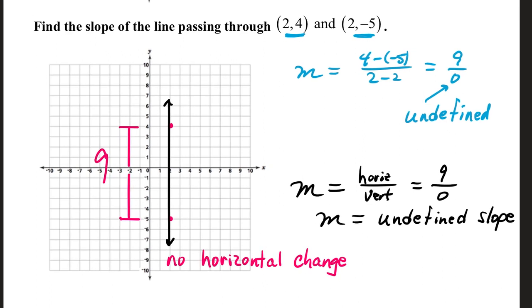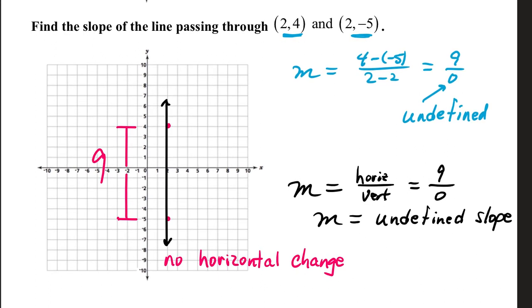Find the slope of the line passing through the points (2, 4) and (2, -5). (2, 4): from the origin, we go right 2, up 4. (2, -5): from the origin, we go right 2, down 5. The vertical distance between the points is 9 units. There is no horizontal difference between those 2 points.